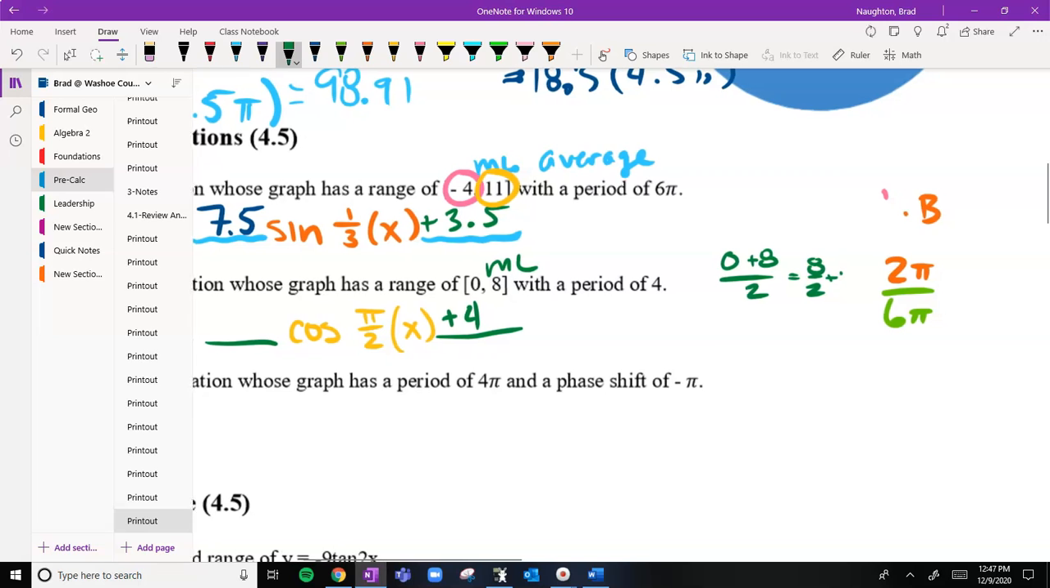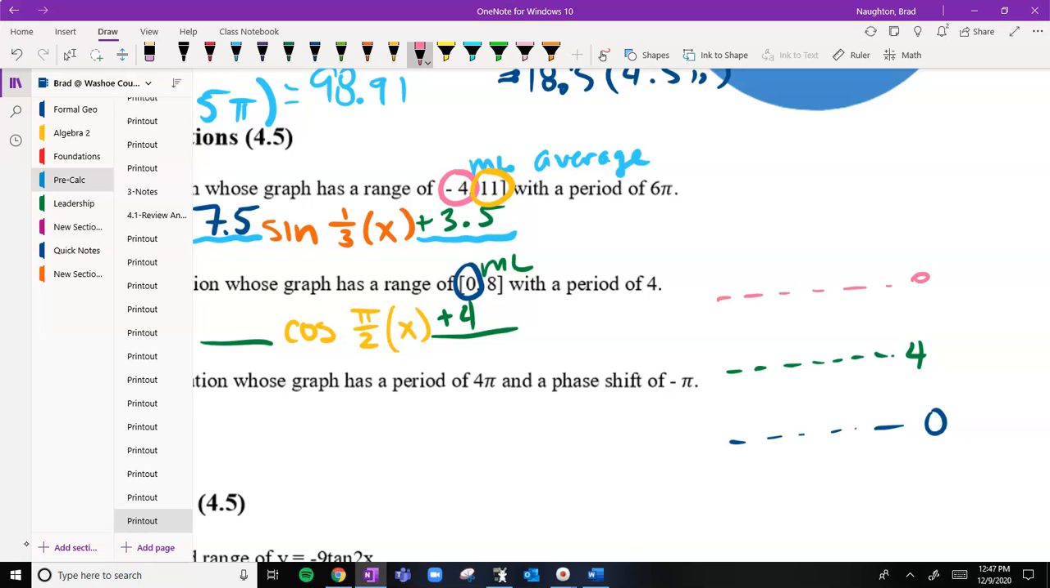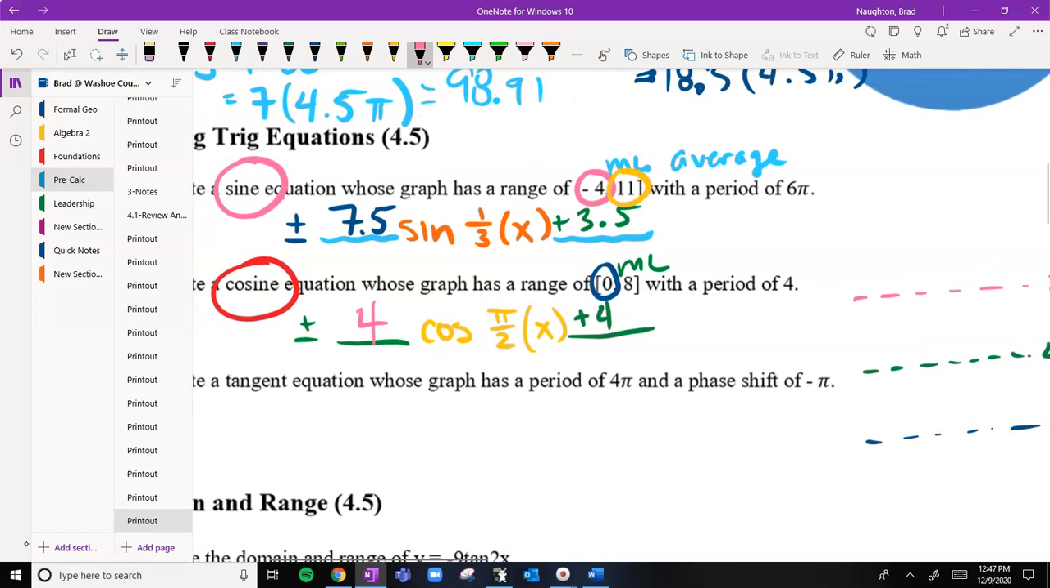So we'll do the same trick that we did before. My midline here is at 4. My min, as we can see here, is at 0. So how do we get there? Obviously 4. How do we go up to 8? Obviously 4. So we'll put a 4 in front. And then, ladies and gentlemen, boys and girls, that's our graph. Easy peasy lemon squeezy. All right, last one's going to be tangent.